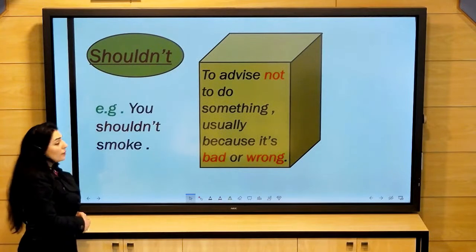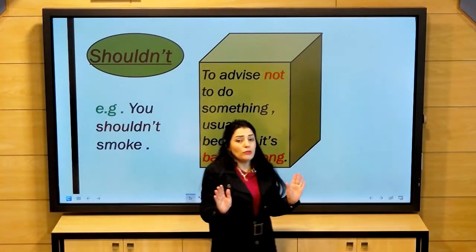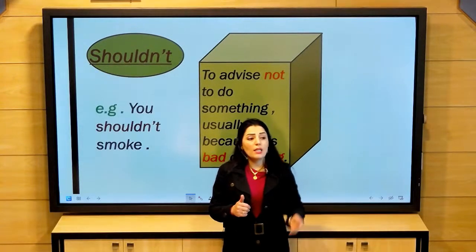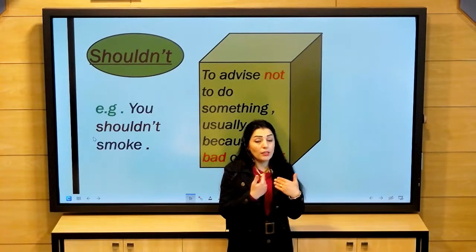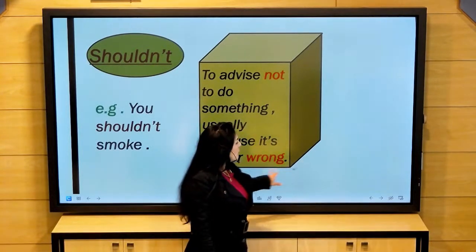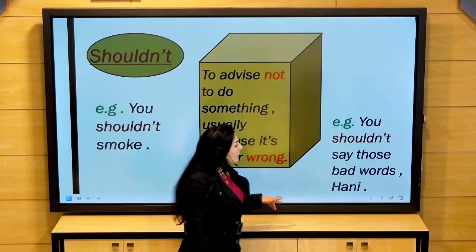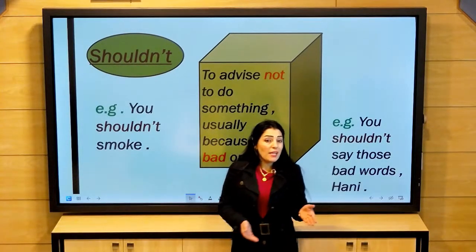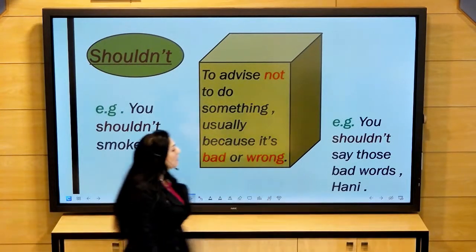Example: you should not smoke. I advise you, okay, I am not forcing you. You are not prohibited from smoking, but I advise you not to smoke. Another example: you should not say those bad words, honey. This is a bad thing, okay? I advise you not to say these bad words.